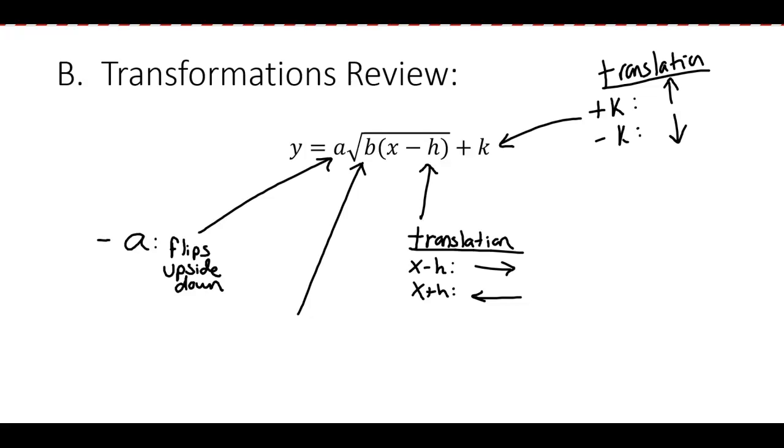The B does something else. If you have a negative B, it flips it horizontally. So what does that mean? Usually our graph looked like this, right? Well, if I had a negative B, it's going to go that way.